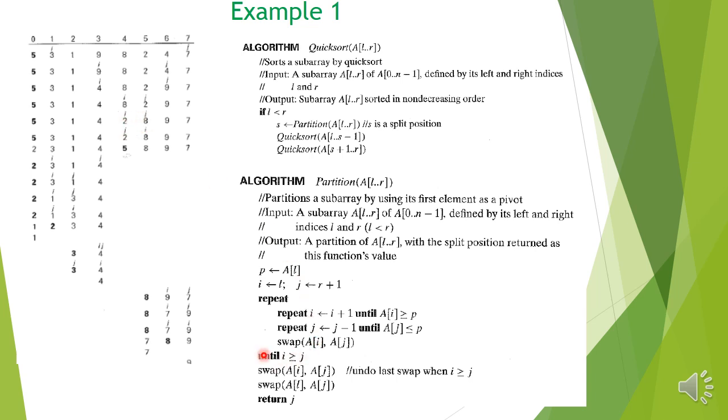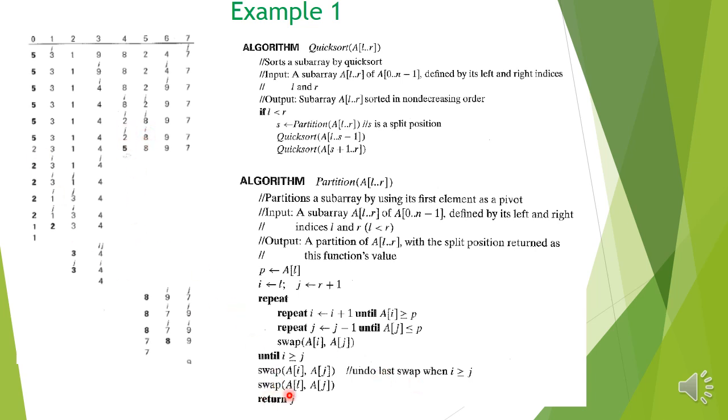Okay. Now again we have to repeat the process. I is less than j, so we can increment I here. Then we compare the condition. Now 8 is greater than 5, so we stop the process. Likewise j should be decremented. Now 2 is less than 5, so we can stop the process. And now I is greater than or equal to j. That is, I crossed over j. So now we reach this condition, and we have to come out of this do while loop. Then we have to undo the last swap. That is, again you have to interchange 2 and 8 here.